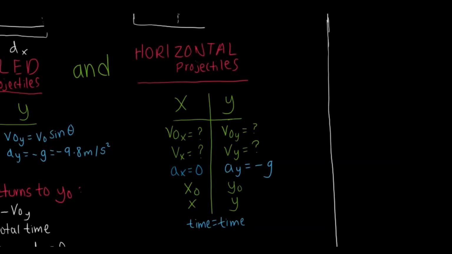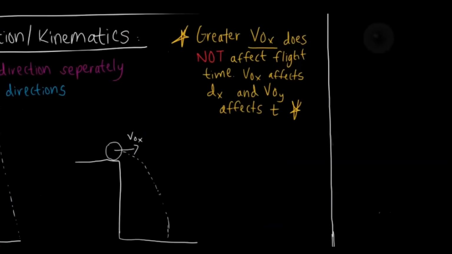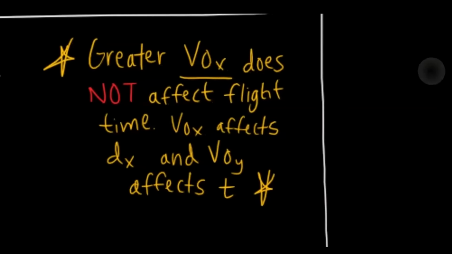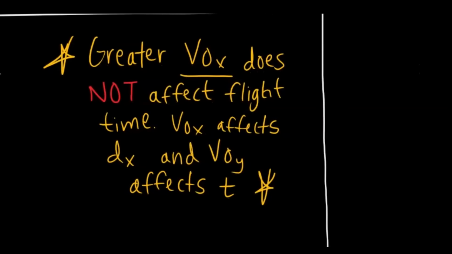Because after you give it the initial velocity, there's nothing acting in the x direction, since the sum of all the forces in the x direction would be 0 when it's in the air. However, the acceleration in the y direction would just be the force of gravity at negative little g. And another thing to note here is that when you give it a greater velocity in the x direction, it would not affect the flight time.